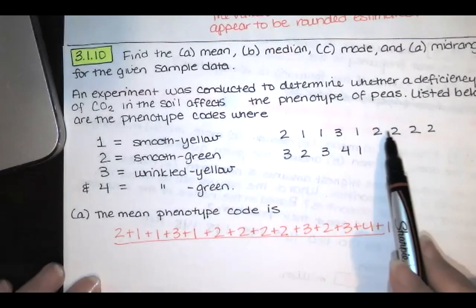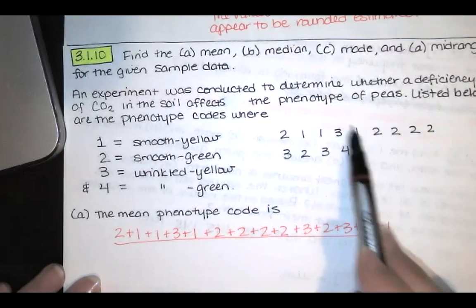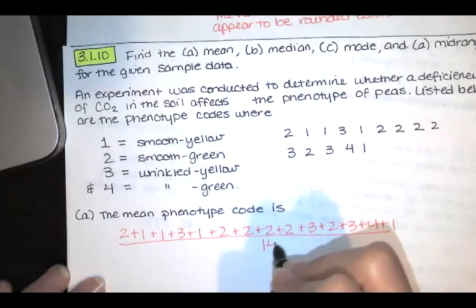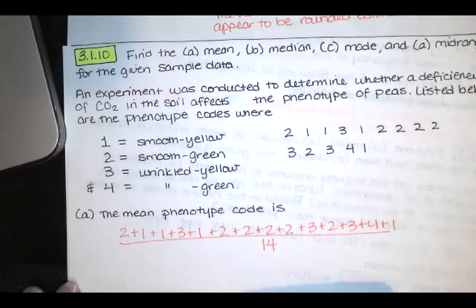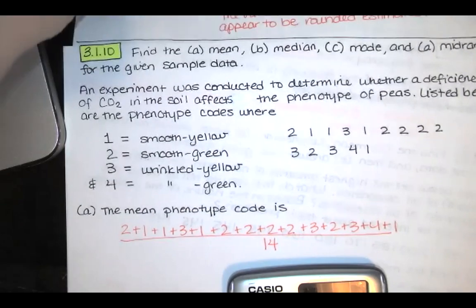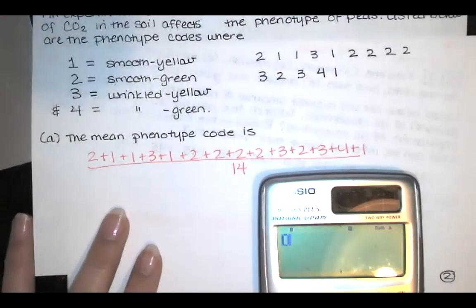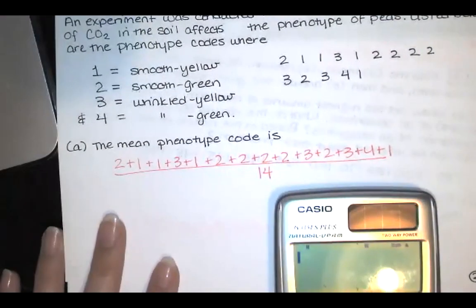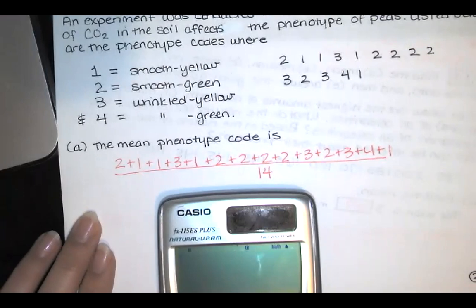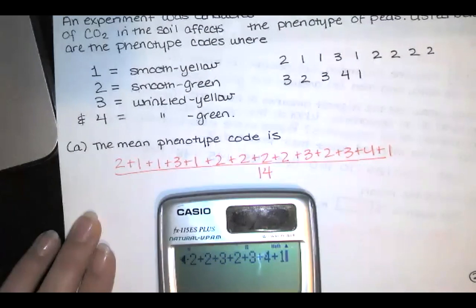So I've got 5 here, so that's 9. Actually, I can just look at this as 10 and 4, so that's 14. I'm just going to add those together and divide by 14. Of course, you could do the arithmetic in your head, but I'm going to use a calculator. So we've got 2 plus 1 plus 1 plus 3 plus 1 plus 1 plus 2 plus 2 plus 2 plus 2, there are 4 2's, plus 3 plus 2 plus 3 plus 4 plus 1.